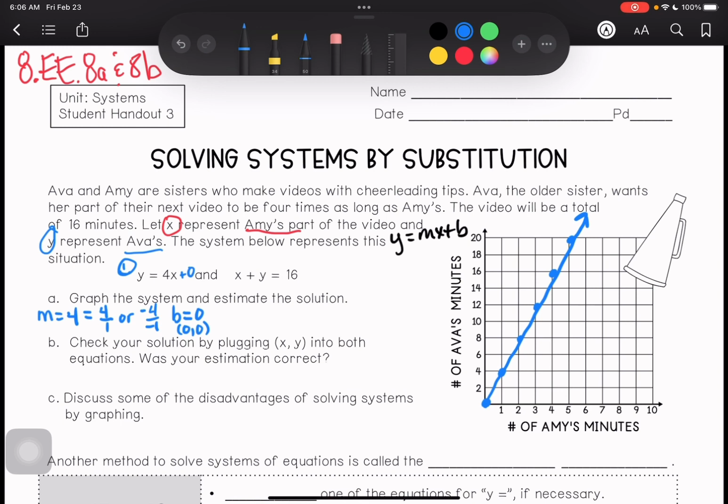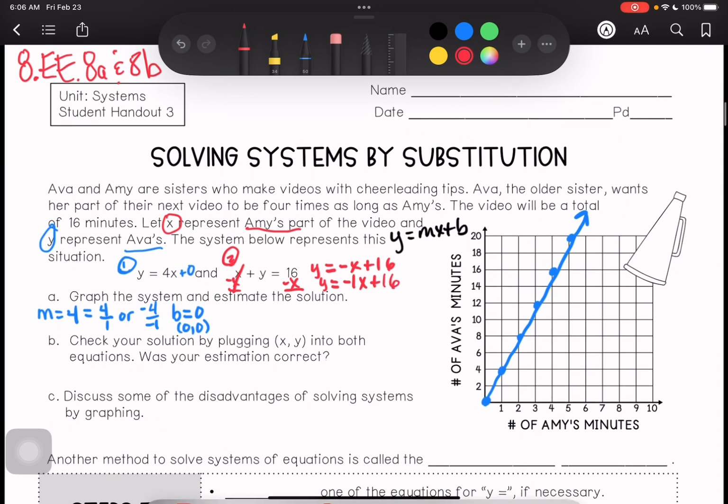The next equation, which I'm going to label in red as equation 2, to put this in slope-intercept form, you have to subtract x from both sides. This cancels, and you're left with y equals negative x plus 16. Negative x is the same as negative 1x plus 16. So my slope is negative 1. I could write negative 1 as negative 1 over a positive 1, or positive 1 over a negative 1. My y-intercept is 16, which is the ordered pair (0, 16).